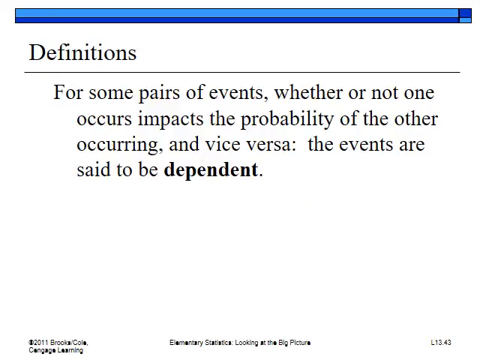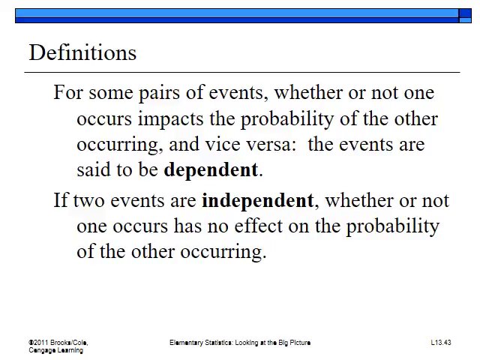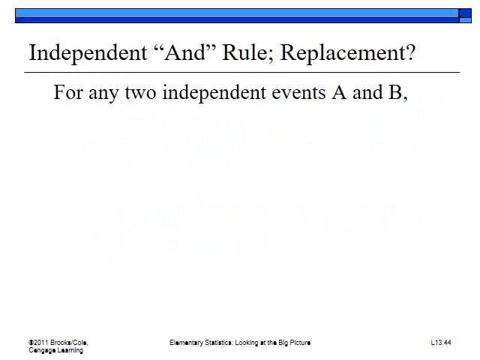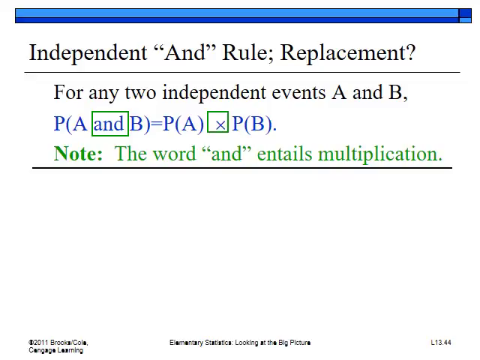If the outcome of the first event affects the probability of the second, then we say those events are dependent. Otherwise, if the occurrence or non-occurrence of one event does not affect the probability of a second event, we say those events are independent. If A and B are independent events, then we can find the probability of A and B by simply multiplying. When you see that word "and," you want to think multiplication.